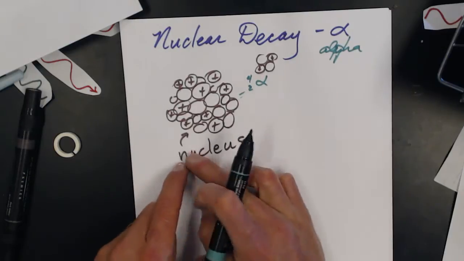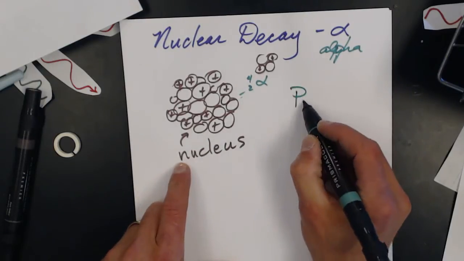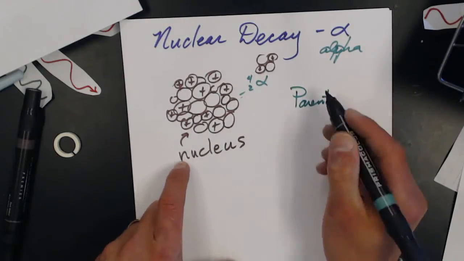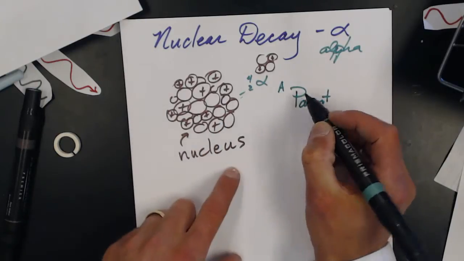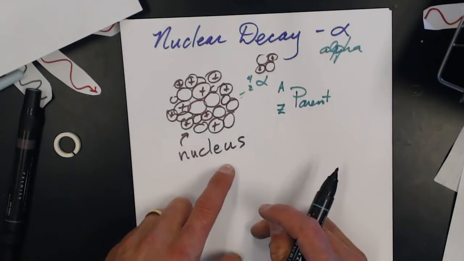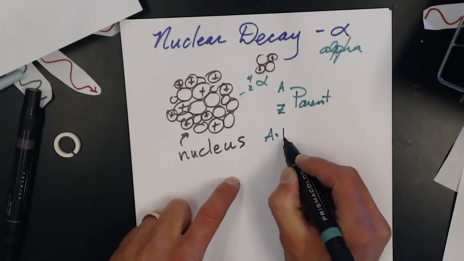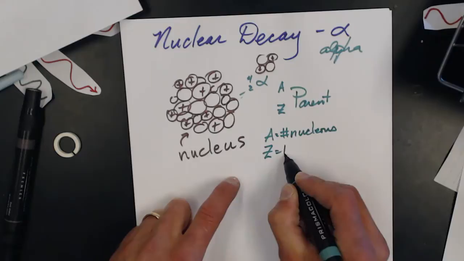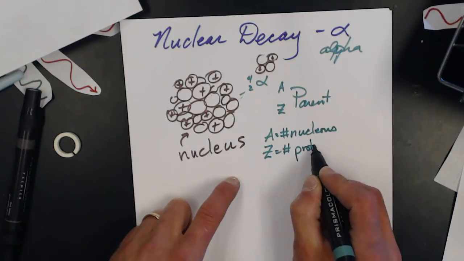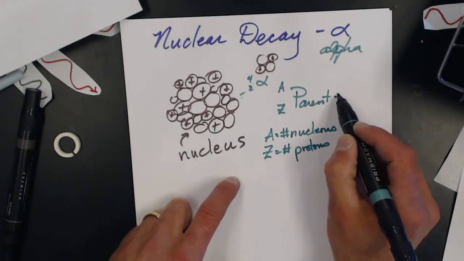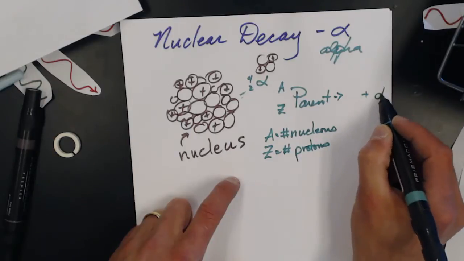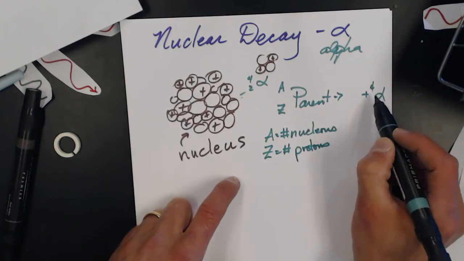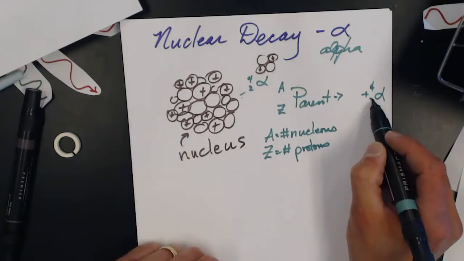So I had my nucleus, my parent nucleus, as I'm going to call it. All right, and it had A number of nucleons and Z number of protons. Now let's write that. A is the number of nucleons, and Z is the number of protons. All right, and so what ended up happening is it decayed and broke into an alpha particle that had 4 nucleons. 2 of them are protons.